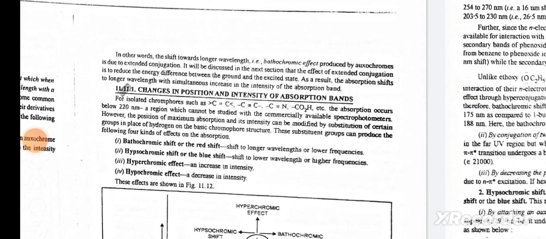Changes in position and intensity of absorption bands. For isolated chromophores, the absorption occurs below 220 nm, a region which cannot be studied with the commercially available spectrophotometers. However, the position of maximum absorption and its intensity can be modified by substitution of certain groups in place of hydrogen on the basic chromophore structure. These substituent groups can produce the following four kinds of effects on the absorption.